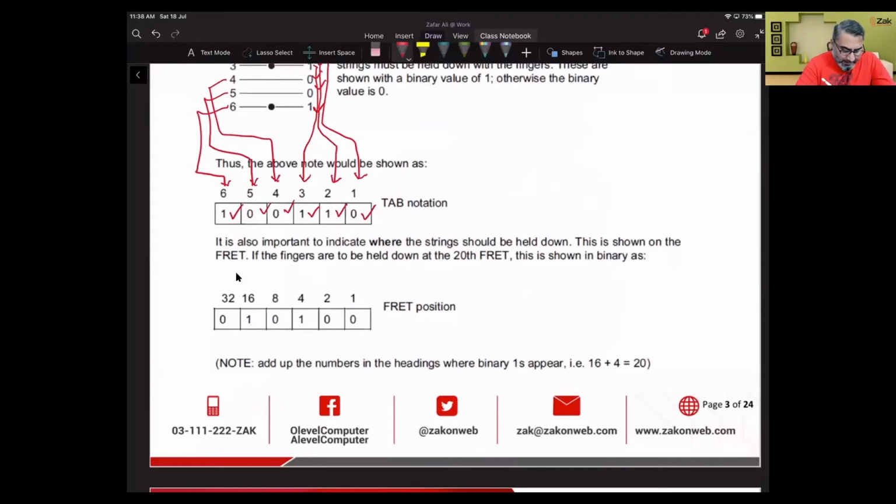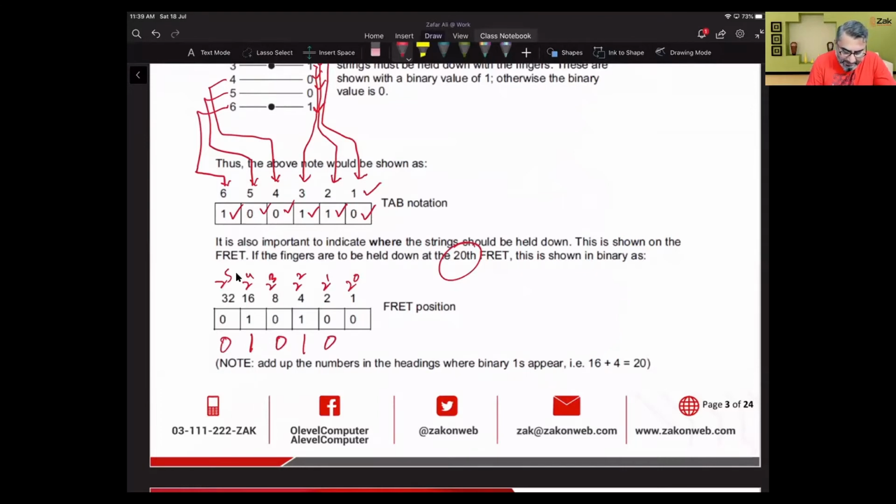Now, over here they were using it like 1, 2, 3, 4, 5, 6, but over here they are using it like a number: 2 to power 0, 2 to power 1, 2 to power 2, 2 to power 3, 2 to power 4, 2 to power 5, as 6 bits. All right. So which fret is this? 20th fret. So it means 16 plus 4.